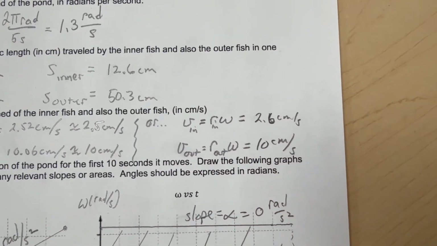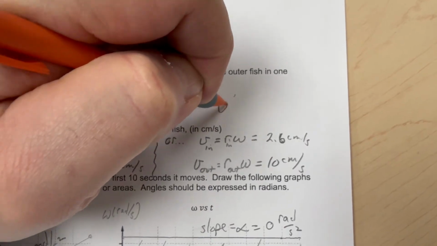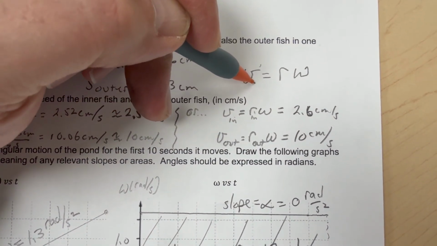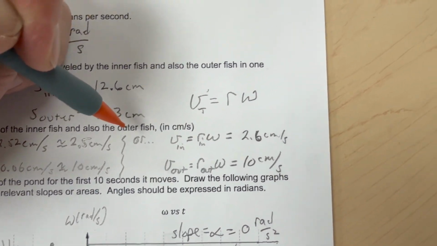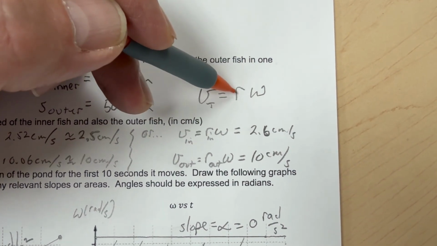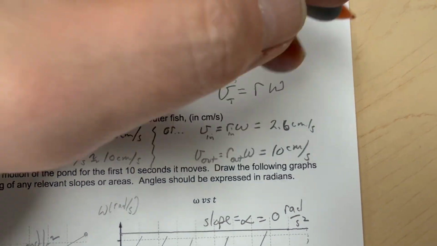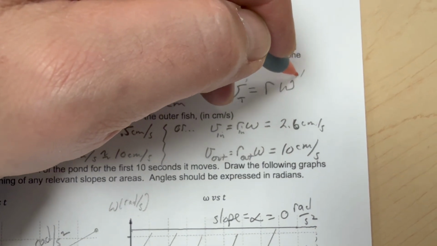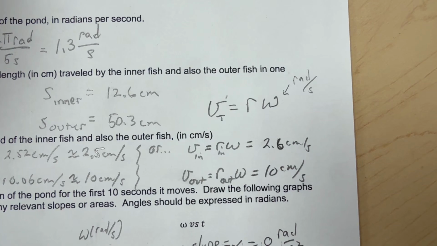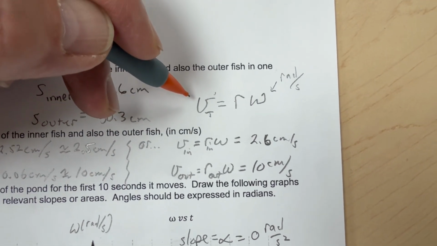But here's another way you can do this, and this equation is on your sheet. This equation, V equals R omega. That's saying that the tangential velocity of any particle on a rotating object is going to be whatever the angular speed is times the radius. Now, this will only work if you're using radians per second as units on that. Don't try using this equation using revolutions per second or something like that.